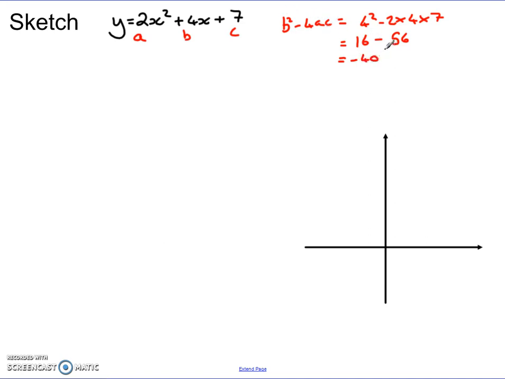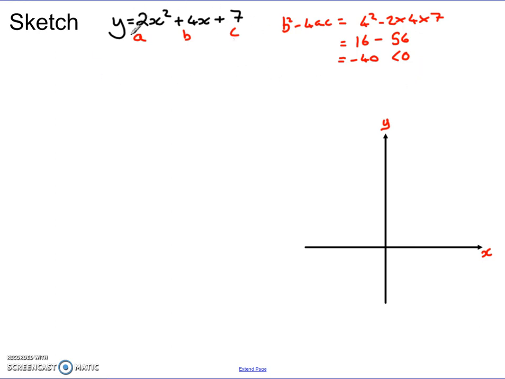Now that tells me b squared minus 4ac is less than 0. So that's got no real roots. So that means it doesn't touch the x-axis at all. So if we imagine these are our axes here, there's my y and my x. This graph doesn't touch the x-axis at all. It's a positive x squared, so it'll be up here in the air somewhere. So we can't just use the roots to calculate the turning point.